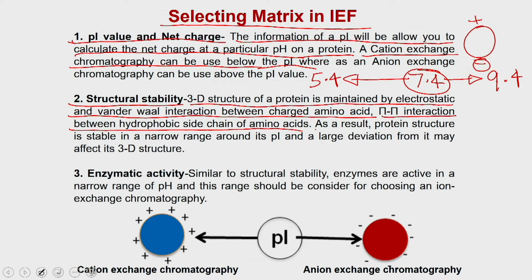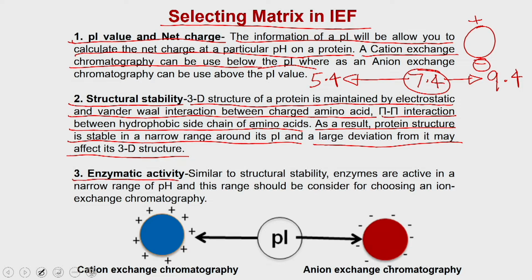As a result, the protein structure is stable in a very narrow range around its pI, and a large deviation from it may affect its three-dimensional structure. And you know that the integrity of the three-dimensional structure of a protein is very important for its enzymatic or functional activity. So you have to ensure that whatever changes you make in terms of pH or buffer to run the cation or anion exchange chromatography, you should not destroy the three-dimensional structure. Now, the third is the enzymatic activity.